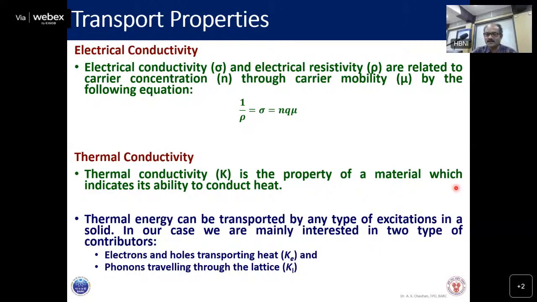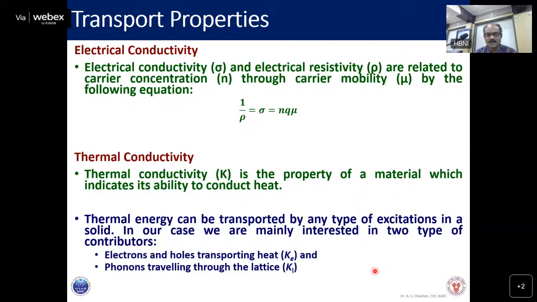However, thermal energy can be transported by any type of excitation in a solid. So in this case, there are mainly two kinds of contributors to transport heat from one place to another. One is electrons and holes, which transport heat energy, because when electrons are moving, they have a certain amount of kinetic energy. Similarly the holes also. So with that, they take energy from one place to another, and they can deposit it by striking other electrons at the place where they have reached, or at the lattice also.